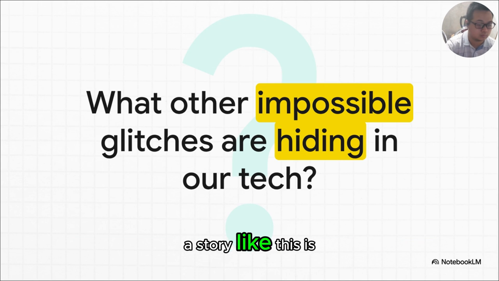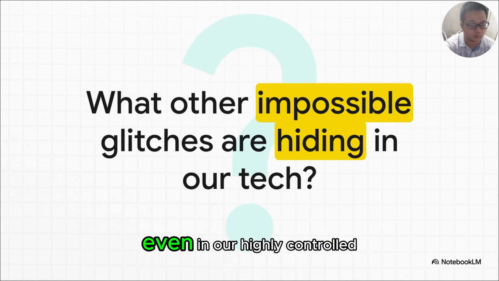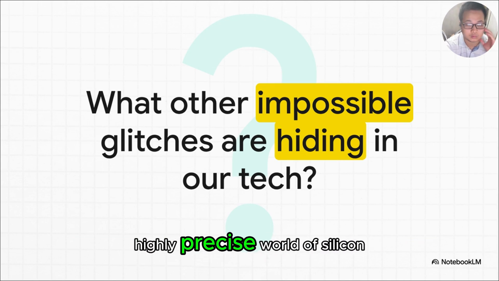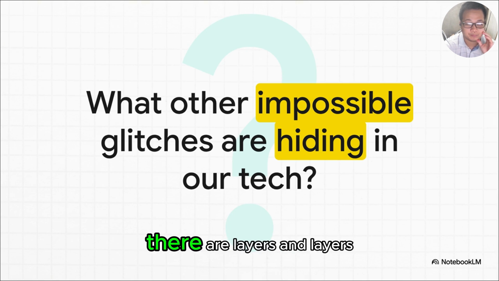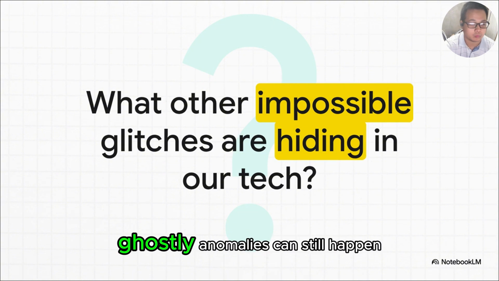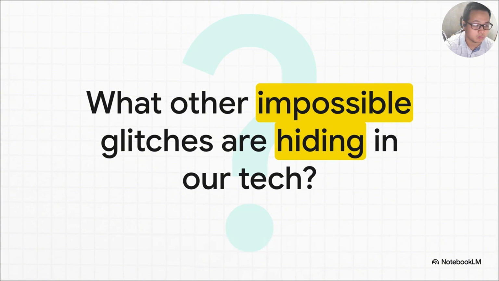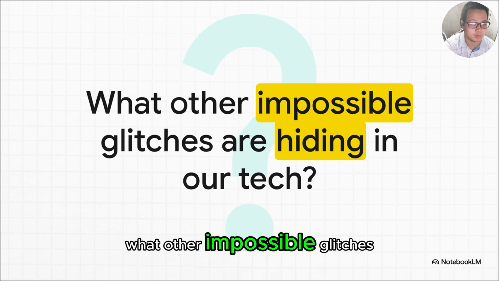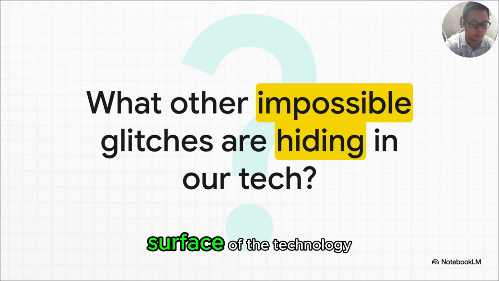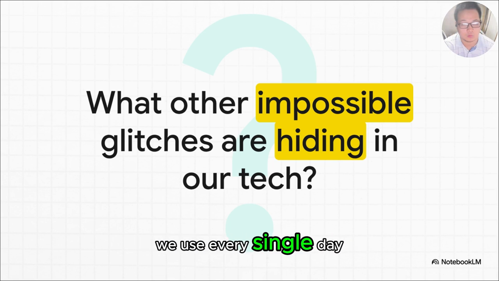You know, a story like this is a fascinating reminder that even in our highly controlled, highly precise world of silicon chips, there are layers and layers of complexity where totally improbable, ghostly anomalies can still happen. It makes you wonder, doesn't it? What other impossible glitches are just hiding beneath the surface of the technology we use every single day?